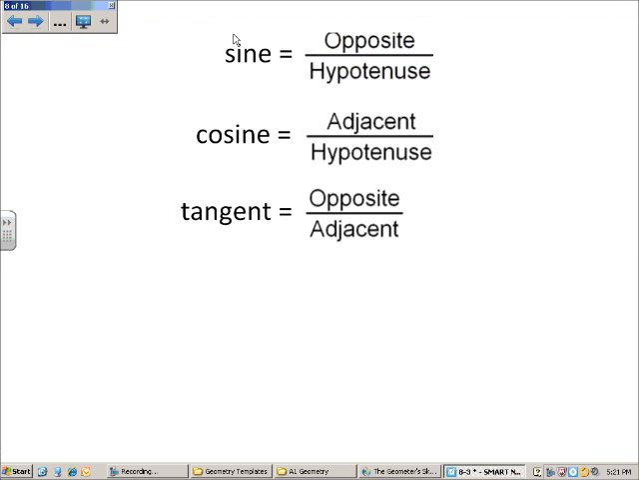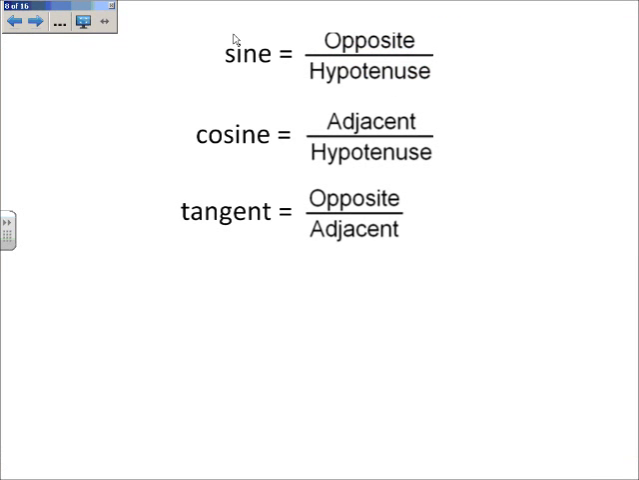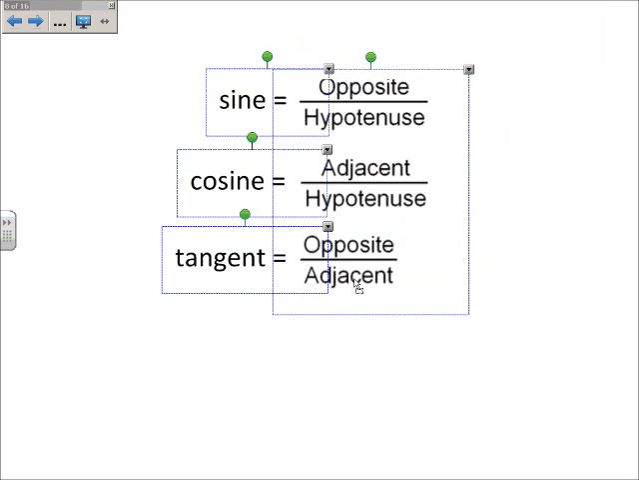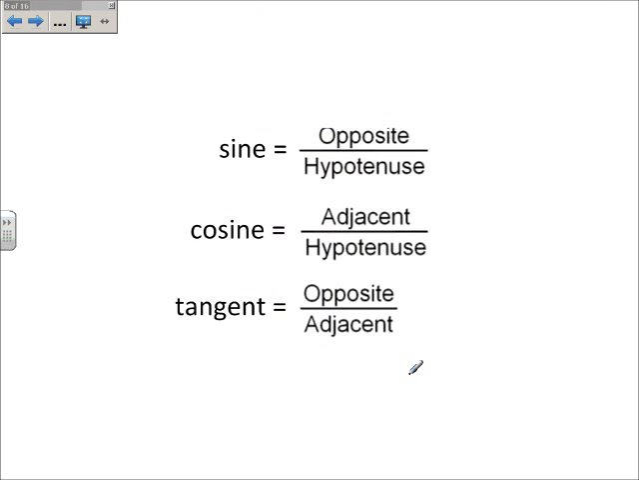These three ratios are so important and so used that they've been given names. The opposite over the hypotenuse is called the sine ratio. The adjacent over the hypotenuse is called the cosine ratio. And the opposite over the adjacent is called the tangent ratio. These are very important ratios, and these are the three types of trigonometric ratios.